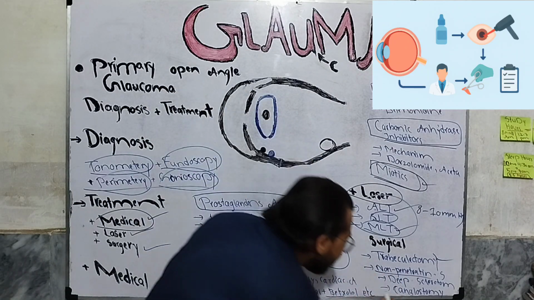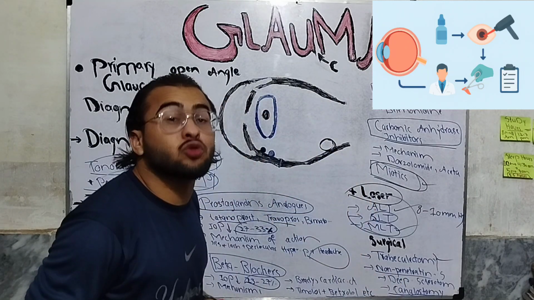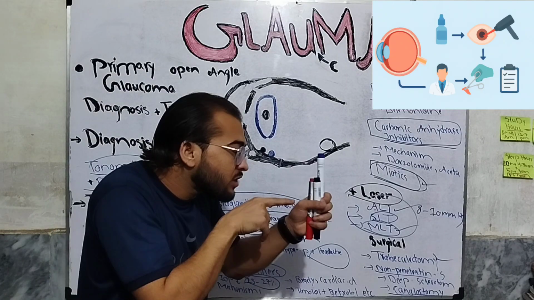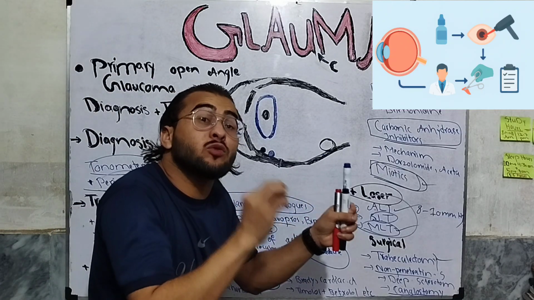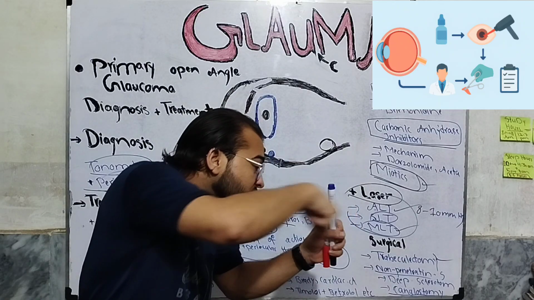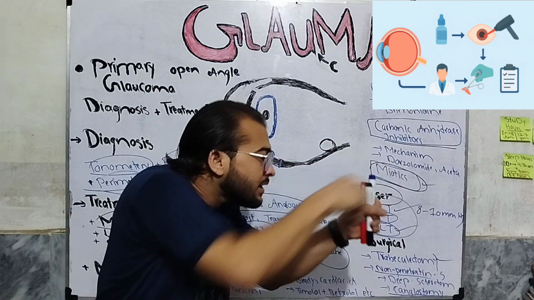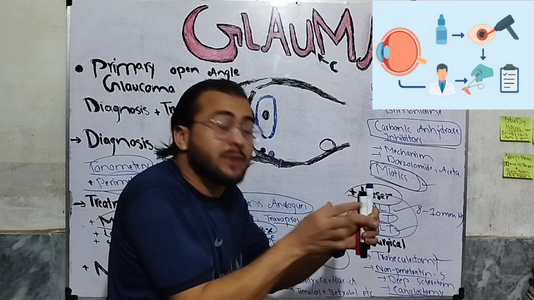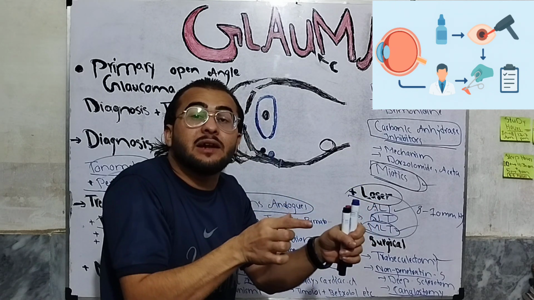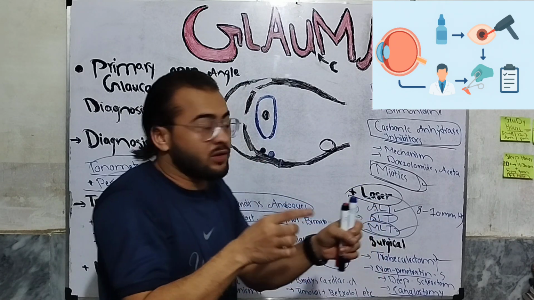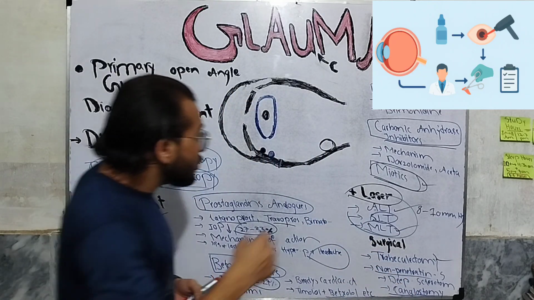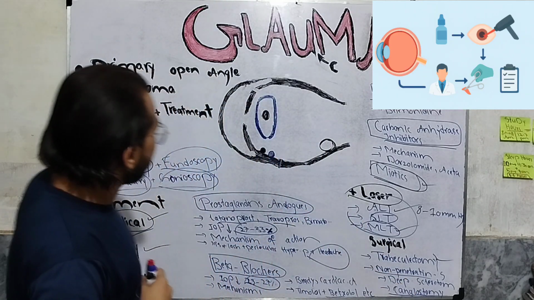And another non-penetrating surgery is called canalostomy. In canalostomy, from the outside, we are injecting a viscoelastic substance into the Schlemm canal, okay. We are injecting viscoelastic substance and dilating the Schlemm canal. The Schlemm canal is dilated with viscoelastic substance. This is called canalostomy. So these were the surgical procedures.